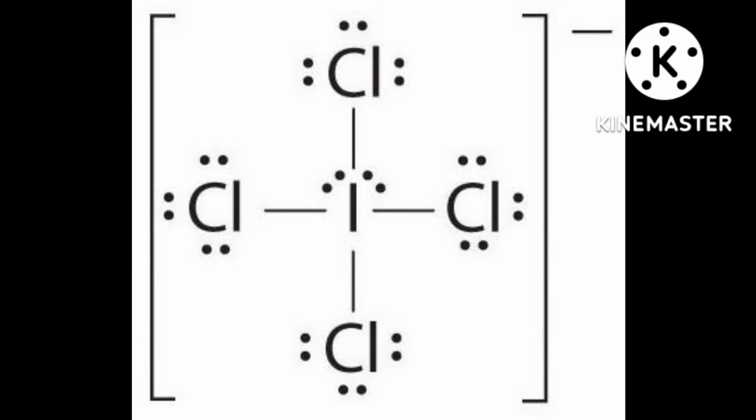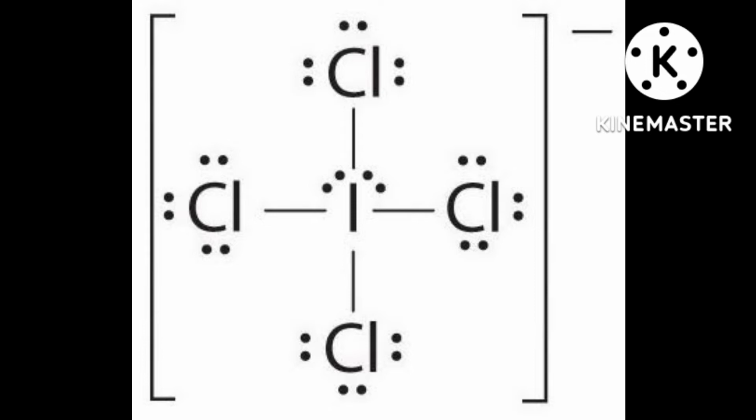The formal charge of an atom in a polyatomic molecule or ion may be defined as, listen carefully, the difference between the number of valence electrons of that atom in an isolated or free state. Simply, the difference between the number of valence electrons and the number of electrons assigned to that atom in the Lewis structure.